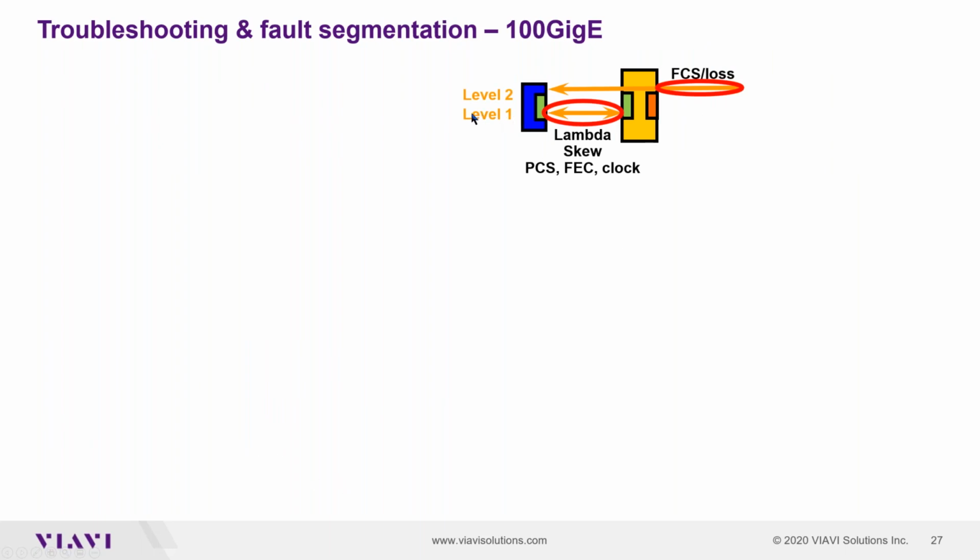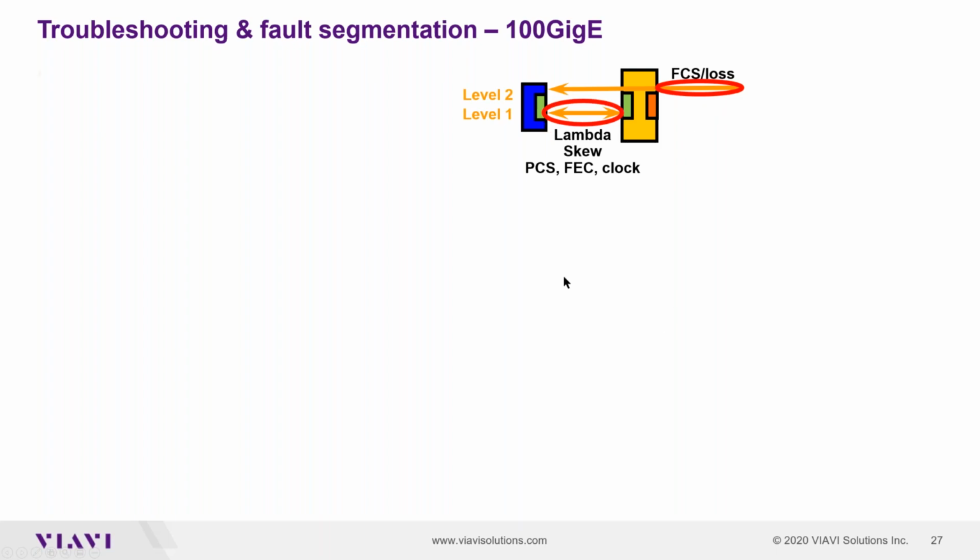My picture here shows I have a level 1 situation. This is my local link where I have all my physical errors. And here I have a layer 2 level where I have Ethernet frames, loss, frame check sequence errors. This is if the error is more behind the muxponder or the switch or router here.